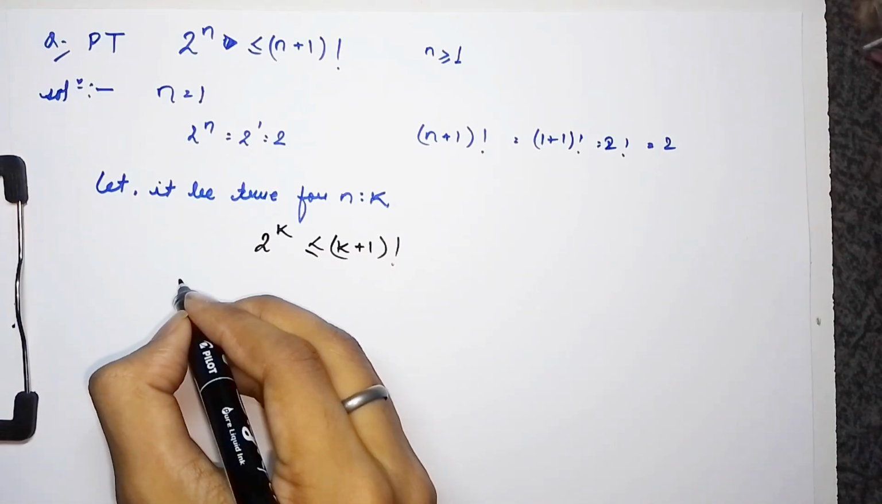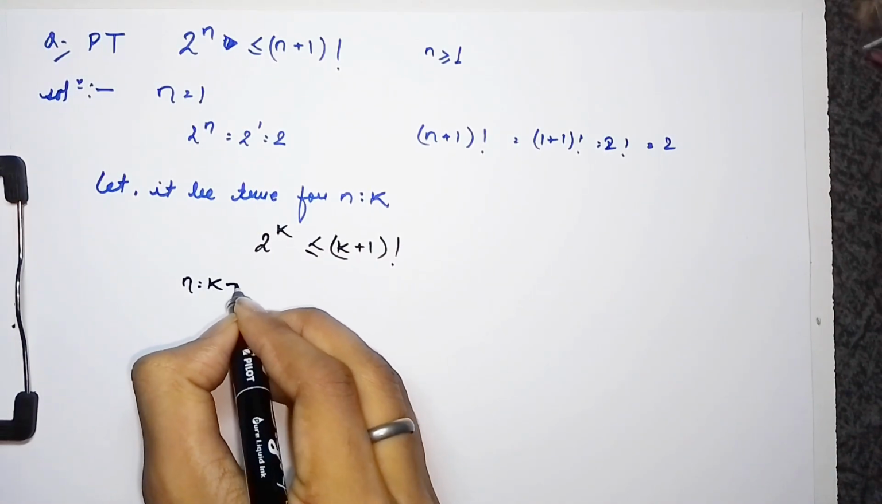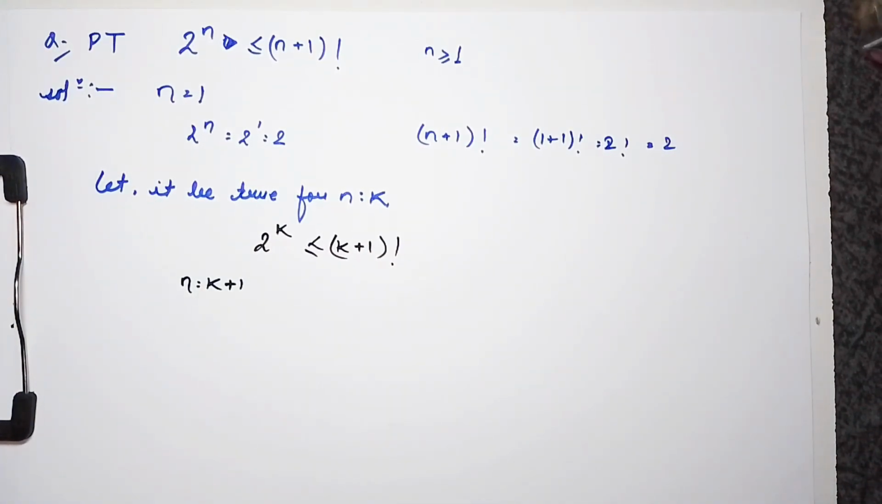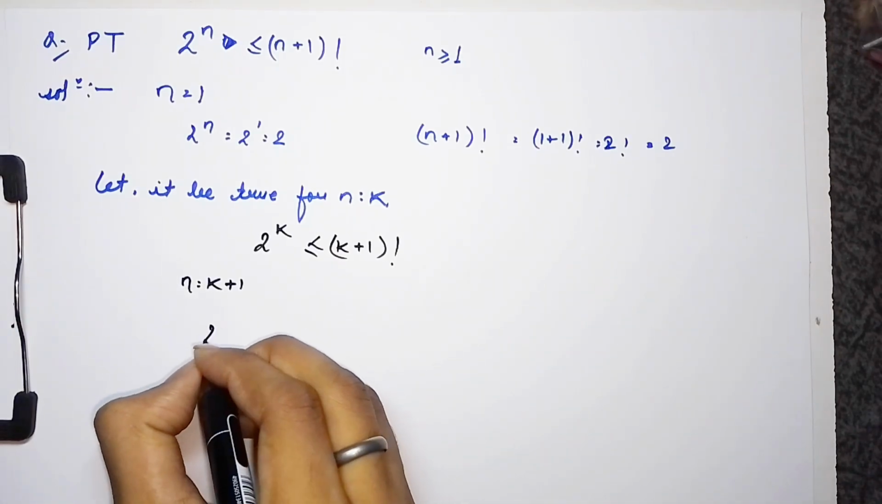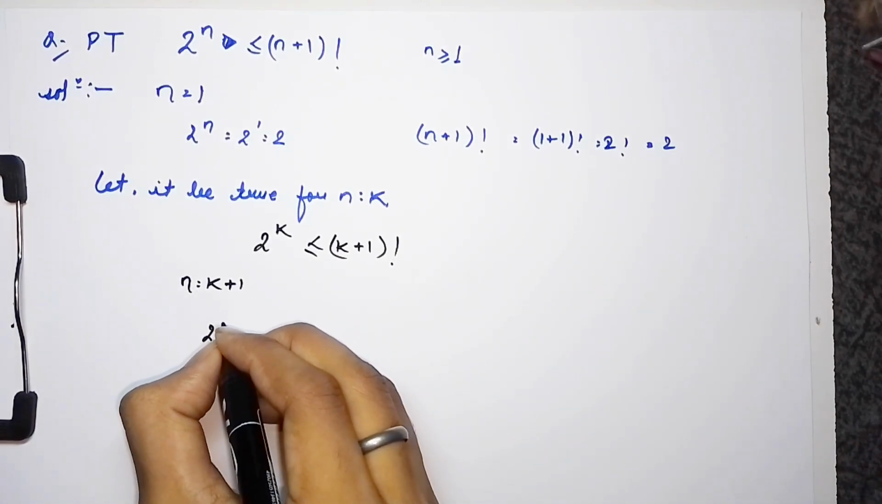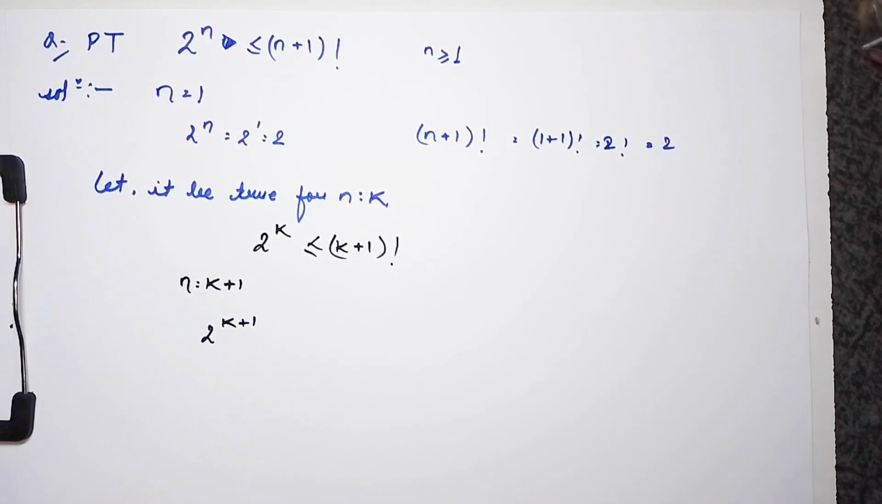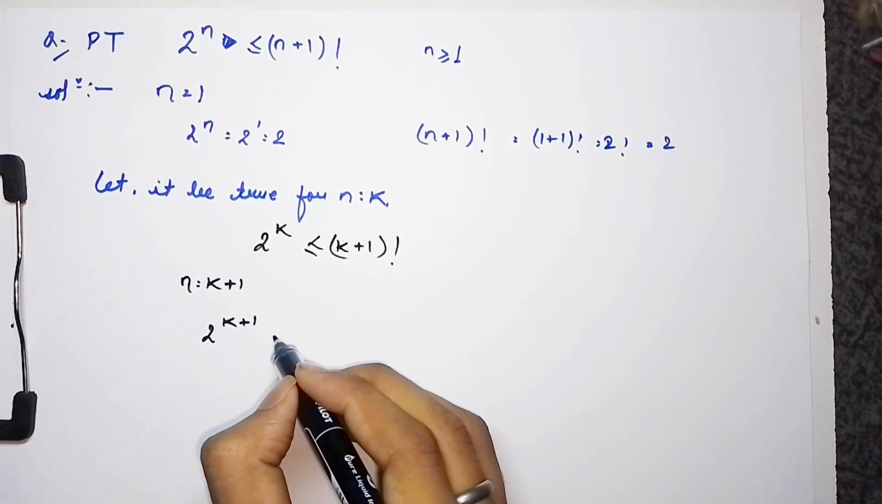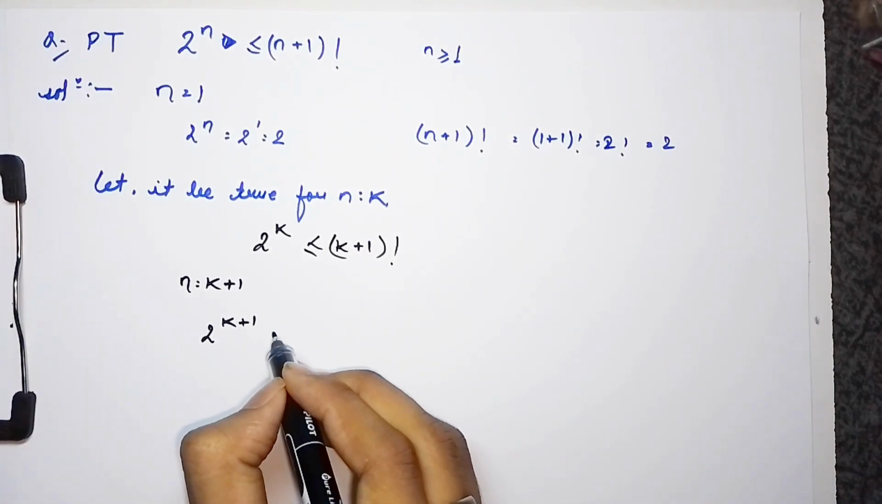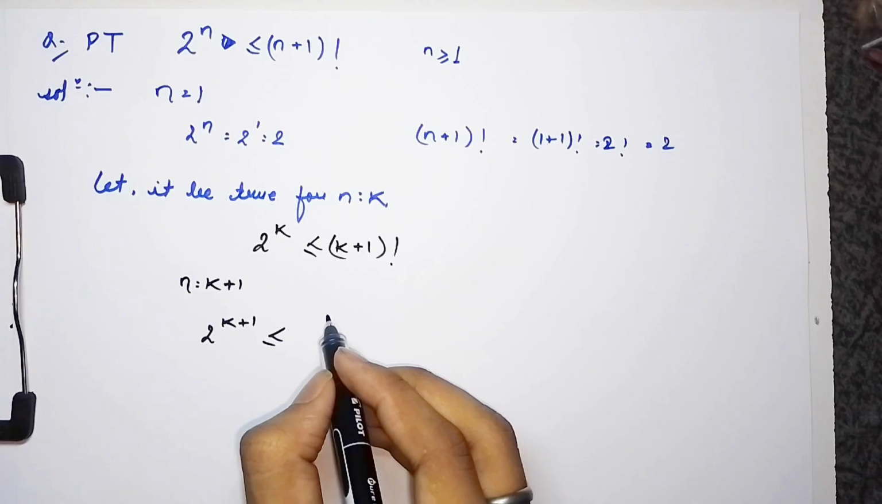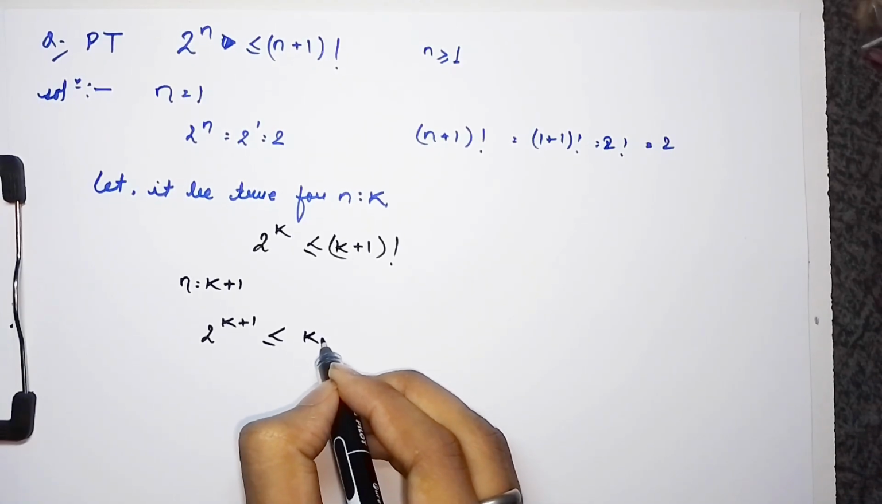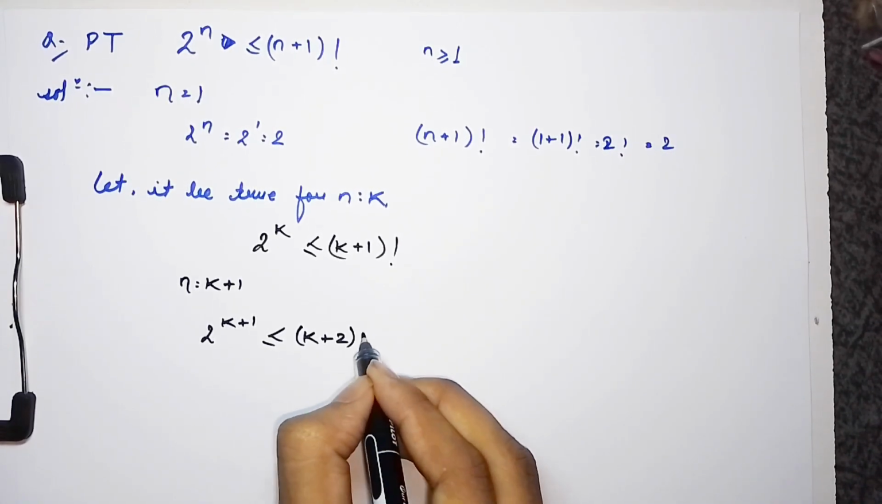Now checking for n equal to k plus 1. When we check this for n equal to k plus 1, then we get 2 to the power k plus 1. Now we have to prove that 2 to the power k plus 1 is smaller than or equal to (k plus 2) factorial. I hope that it's clear till now.